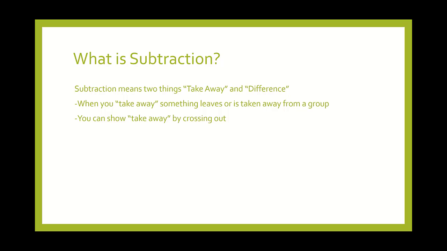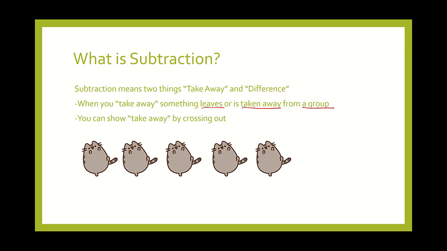So when you take away, something leaves or is taken away from a group. So you already have a group of something, and then part of it leaves or is taken away. You can show takeaway by crossing out, and I'm going to show you how to do that later. For example, if we had 5 cats dancing and we wanted to show a subtraction story, we could see we had 5 cats dancing and then 2 left. So they were taken away from the group of 5.